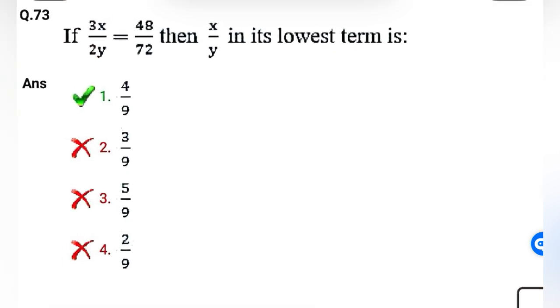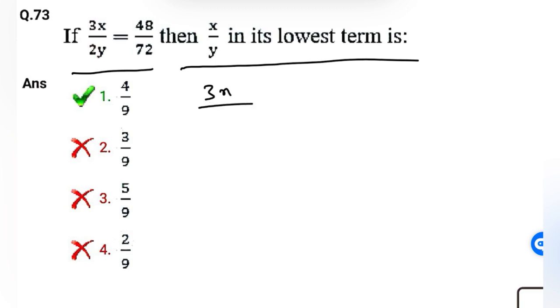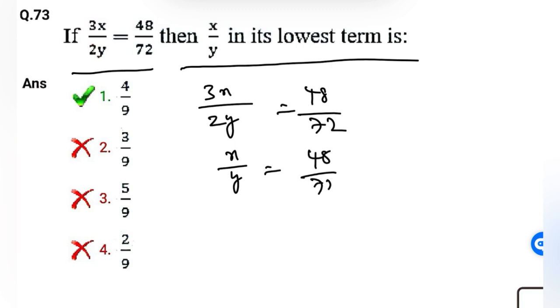If 3x by 2y is equal to 48 by 72, then x by y in its lowest term is? Given 3x by 2y is equal to 48 by 72. So x by y is equal to 48 by 72 into 2 by 3. After simplification, it becomes 4 by 9.